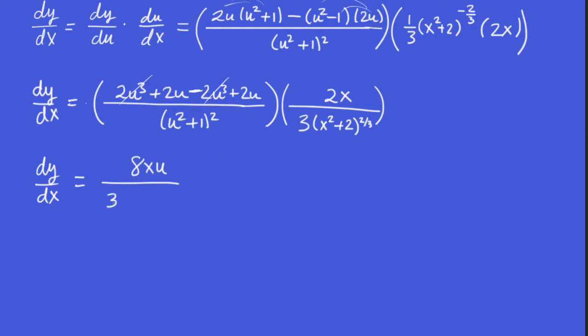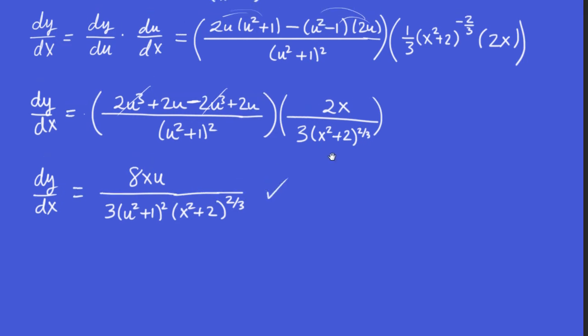Why don't we write that at the start? We have our u squared plus 1 squared there. And then we have our x squared plus 2 to the power of 2/3 there. Now we're done. I'm going to leave it like that.